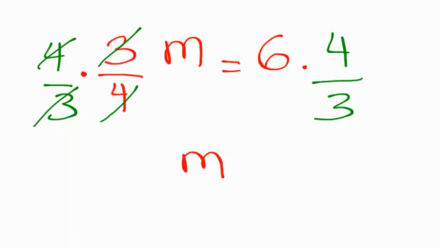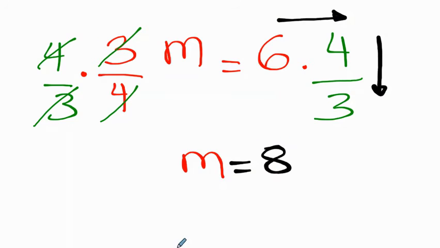Now I'm going to solve in the following order. 6 times 4, 24. 24 divided by 3, 8. m is equal to 8.